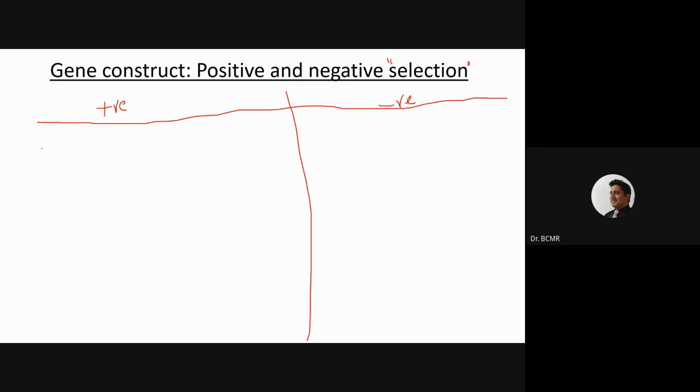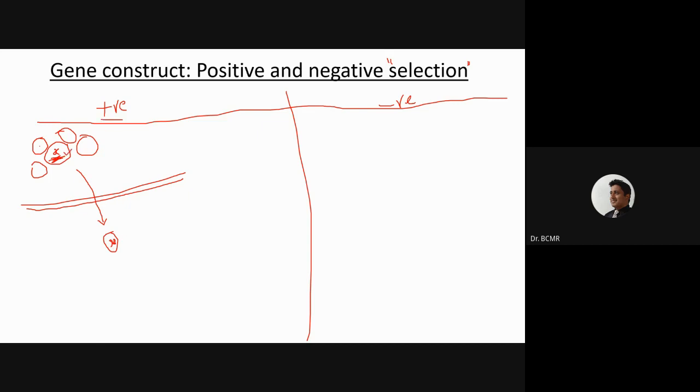Positive selection is something like, if you put in a gene X, and you have five cells to which you provided gene X, but only one of them got it. You provide selection criteria or conditions such that those with X will grow and the others will not grow. That means here gene X is conferring an advantage for it to grow in these conditions. That is called positive selection.